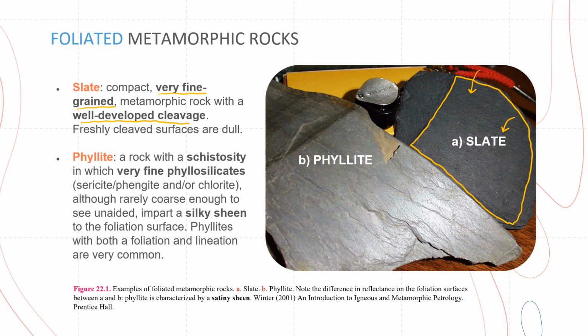Next, we have phyllite. Phyllite, on the other hand, is characterized by a very nice satiny sheen. This is because it is a rock that displays schistosity, where very fine phyllosilicates impart a silky sheen to the foliation surface. So you'll find that phyllites that have both foliation and lineation are very common.